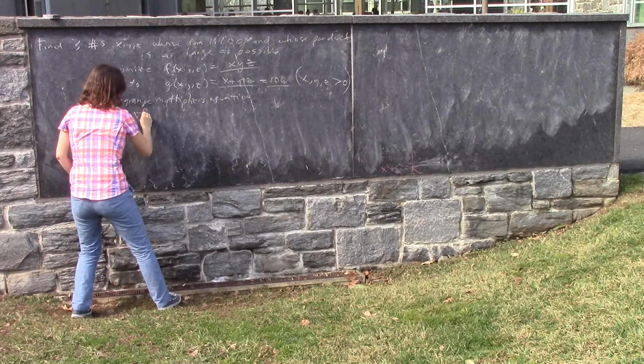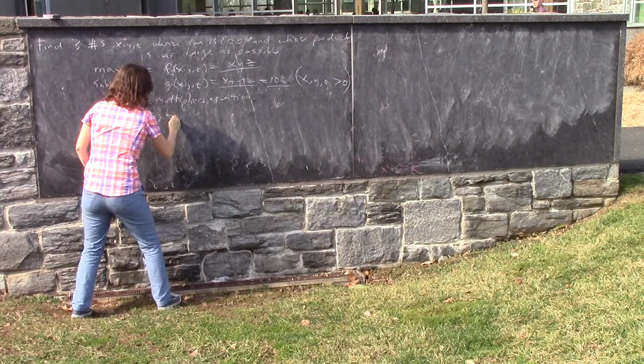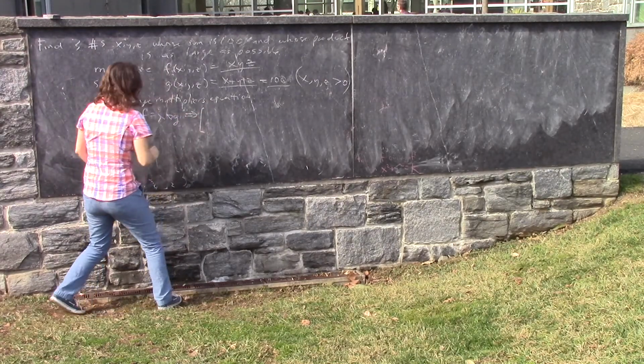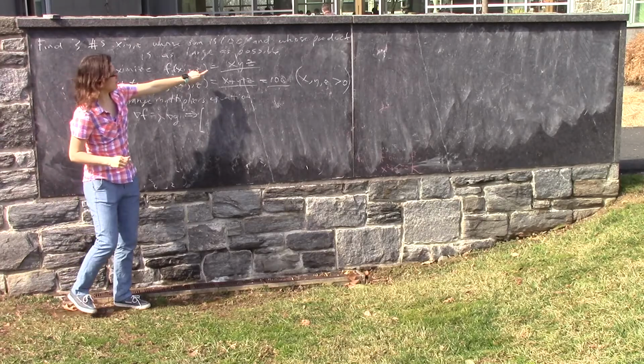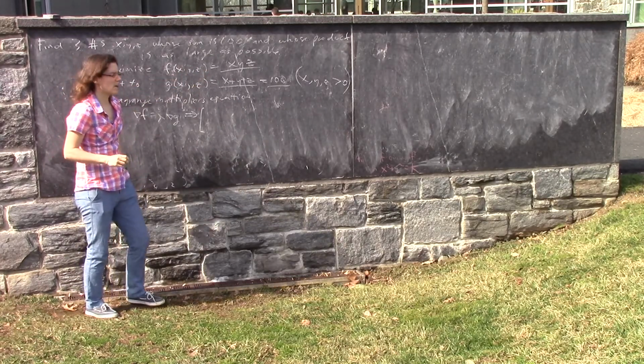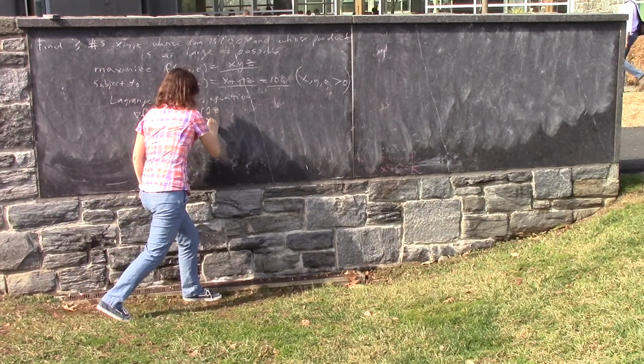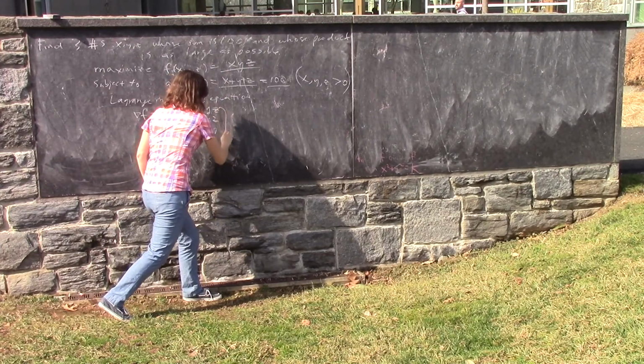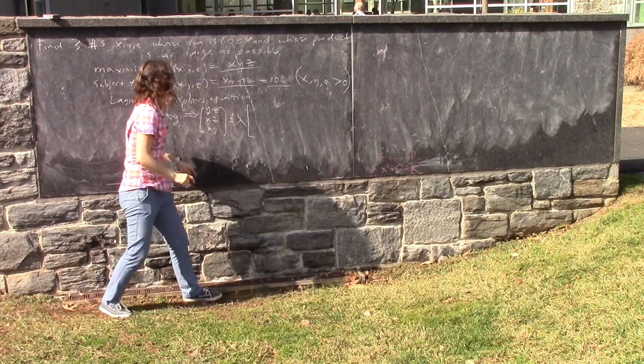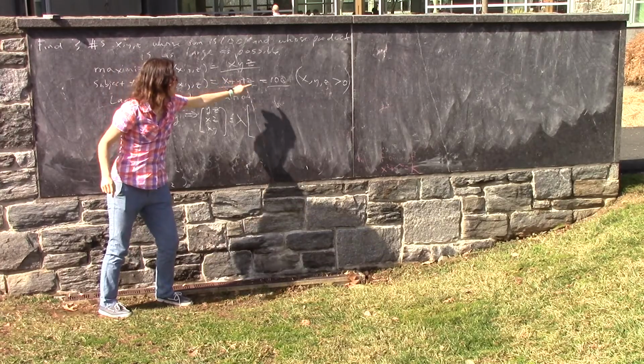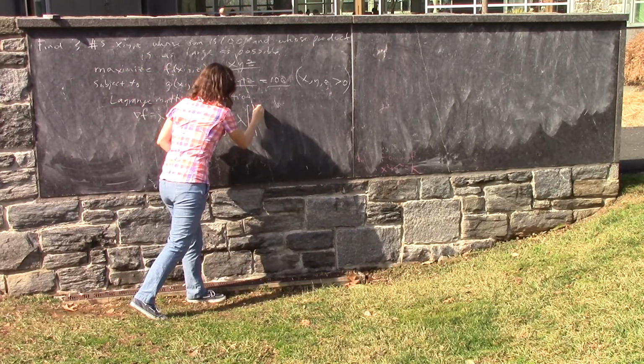It says gradient of f is lambda times gradient of g. So gradient of f, let's see, yz, xz, xy is lambda times gradient of g, which is 1, 1, 1.